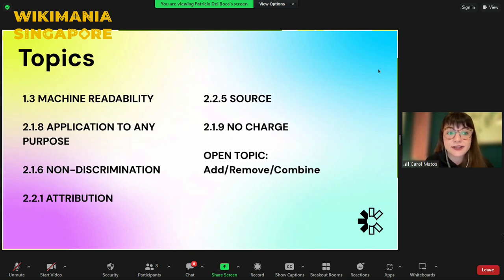So here are the six most discussed topics from the last session, which are machine readability. Machines have changed a lot since 2015, and we do feel that we need to talk about it because now there's machine learning for AI and machines are using the open data to train them. So this was a very hot topic there. Application to any purpose, non-discrimination, attribution, source, no charge, and we leave one that's not among those six. You get to choose from the open definition and just input your thoughts in the document.